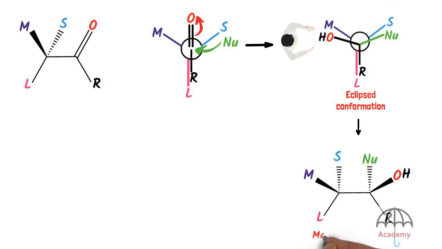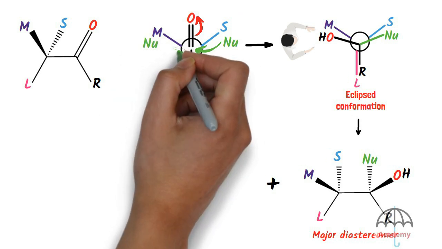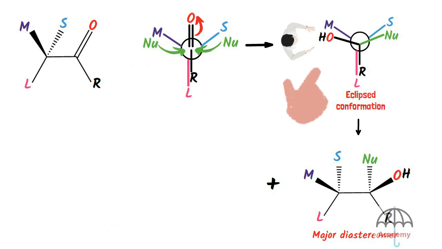This is the major diastereomer because the nucleophile approaches from the small group side, which is least hindered. If the nucleophile approaches from the medium group side, then we will have the nucleophile here, so that the hydroxyl is pushed towards the small group side.